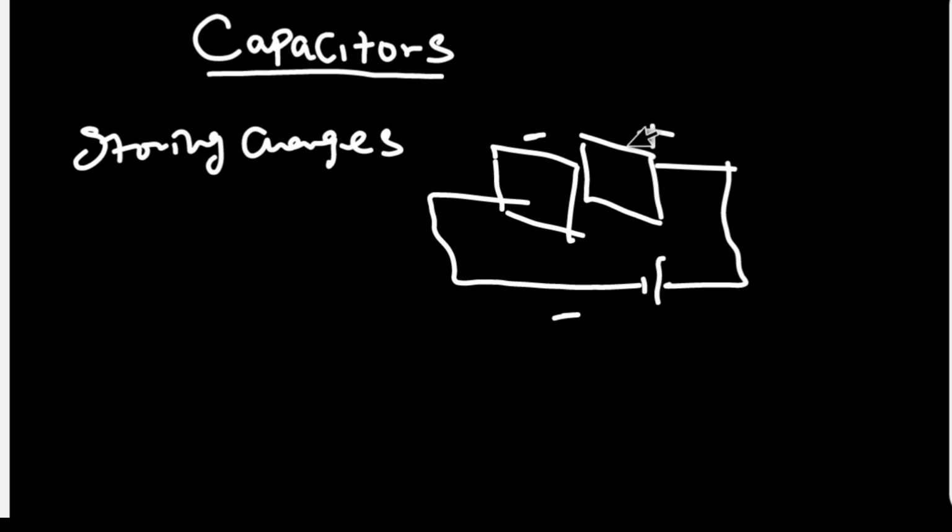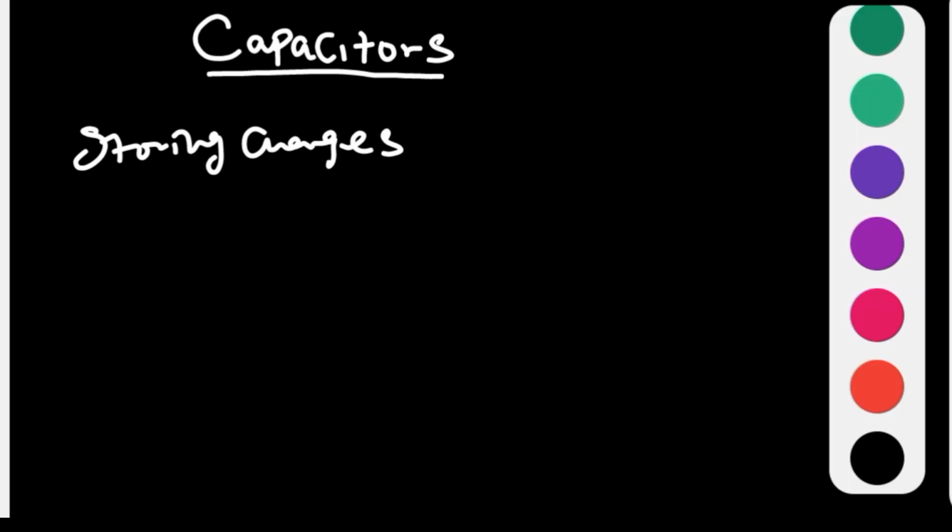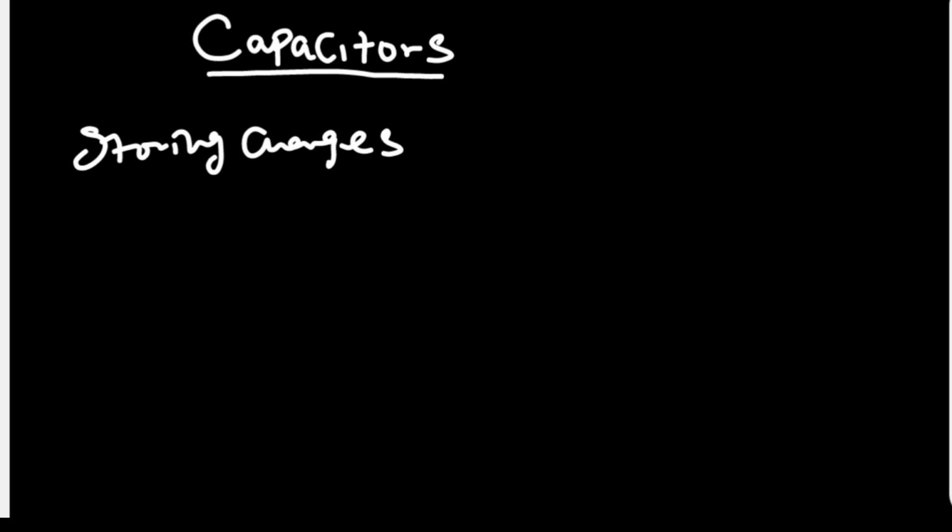Are we getting it now? That field is now stored as electric potential. When you now connect this to another source, that electric potential will continue to do work in form of voltage. So that is how it stores charge. Capacitors store electric energy in form of charges, while a battery stores electric energy in form of chemical energy.